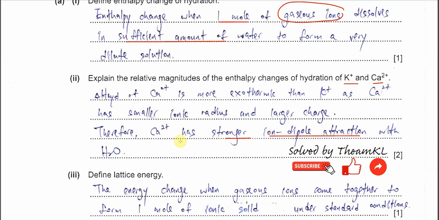Remember, the attractions between the ions and the water, because water is only a dipole, partial positive, partial negative. So the partial negative side, meaning the oxygen here, will form the ion-dipole bond with the calcium ion. So that's what we call ion-dipole, meaning the ion, in this case calcium, and the dipole, meaning the water. They have attraction when the gaseous ion dissolves in water.